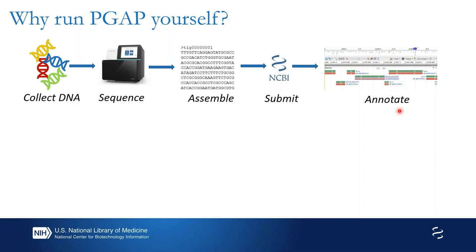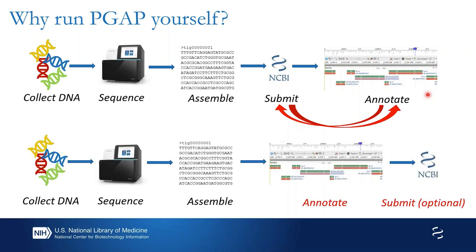So the typical workflow at the moment is that a scientist will collect samples, culture the organism, collect the DNA, sequence the genome, assemble it, and then submit to NCBI and request that we run PGAP on the genome. So what we're looking at doing is flipping the script a little bit and providing users the ability to annotate the genome before they submit. Because if we do that, the submission becomes optional.